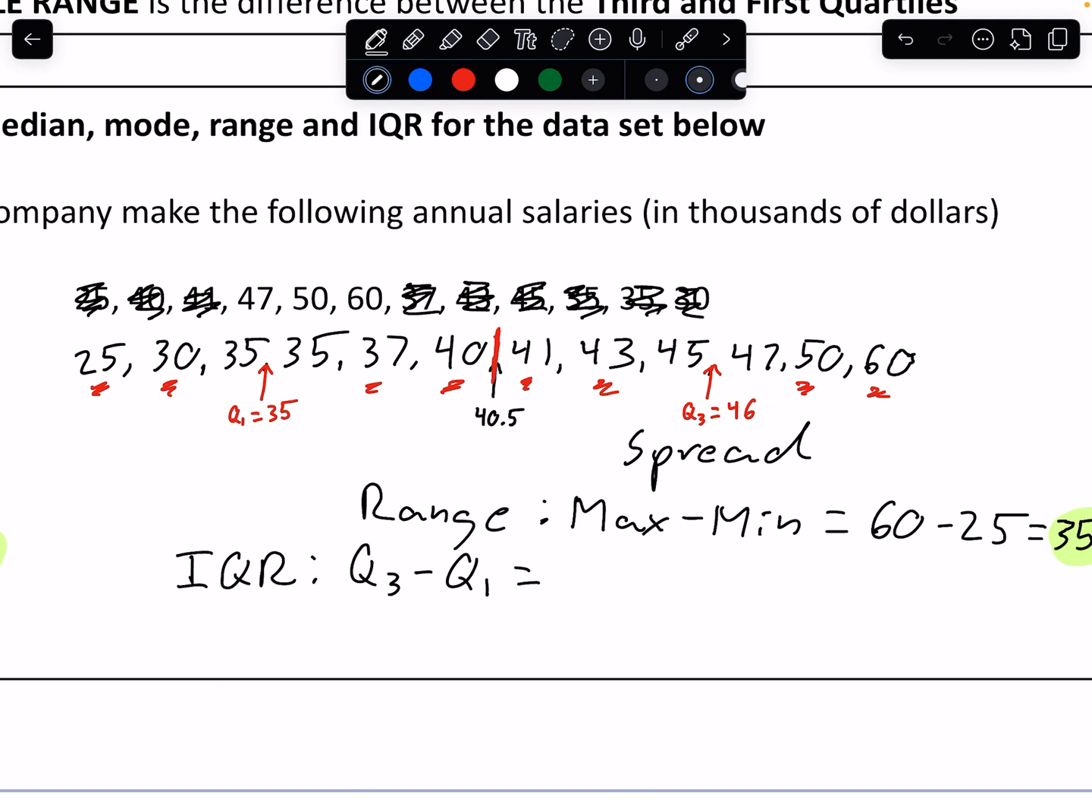Okay, so again, in order to find our IQR, we need our Q3 and our Q1. Specifically, we're going to take those two and subtract: 46 minus 35, and we get 11. So it's not that hard. It's not that tricky. You can figure it out. We can get there.